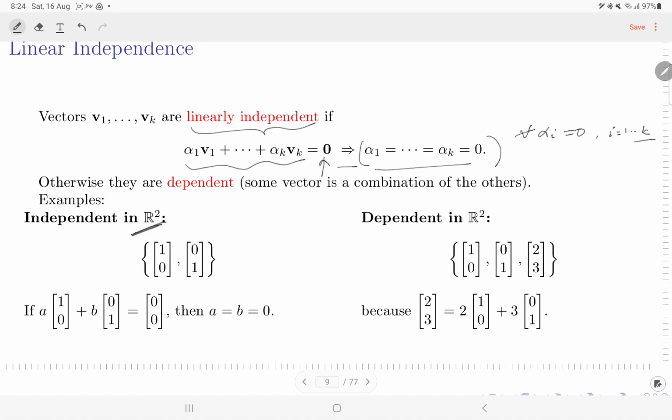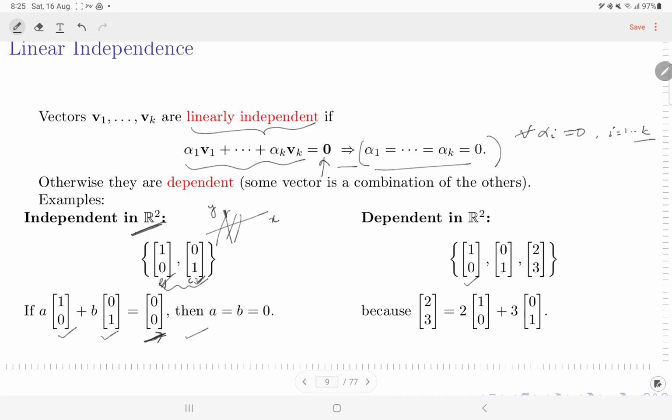So take an example of independence in R2 space. R2 is nothing but your xy plane. So the basis is (1,0) and (0,1). These are the standard basis, let's say e1 and e2. Then any vector (a,b) can be written as a times the first standard basis plus b times the second standard basis equal to 0. To satisfy this equation, both a and b have to be 0. That means these two are linearly independent.